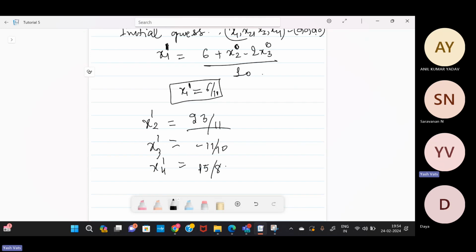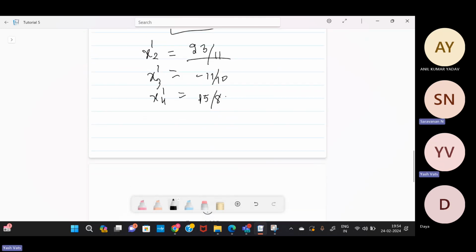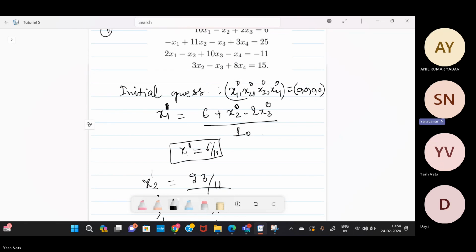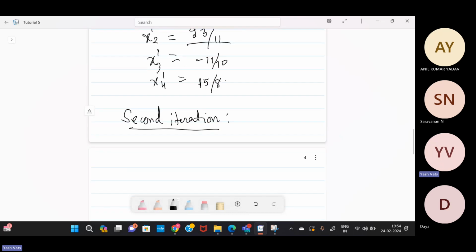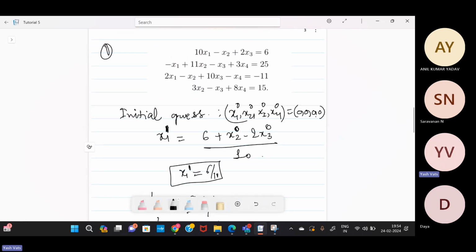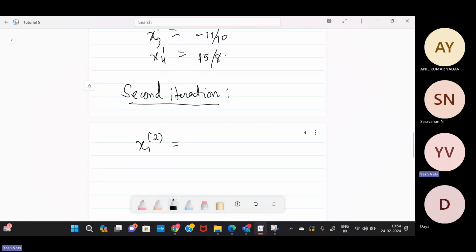Now you can find the second iteration, right? So how do you find the second iteration? This will be our initial guess then. I just write the closed form in the formula. x12 is what? So these are x11. So the x12 value is 6 plus x2 minus 2.